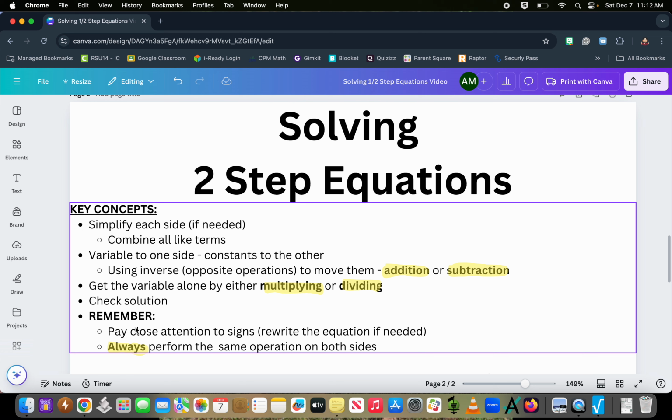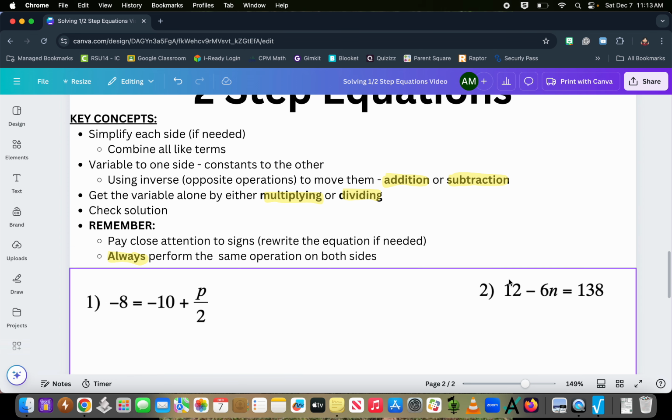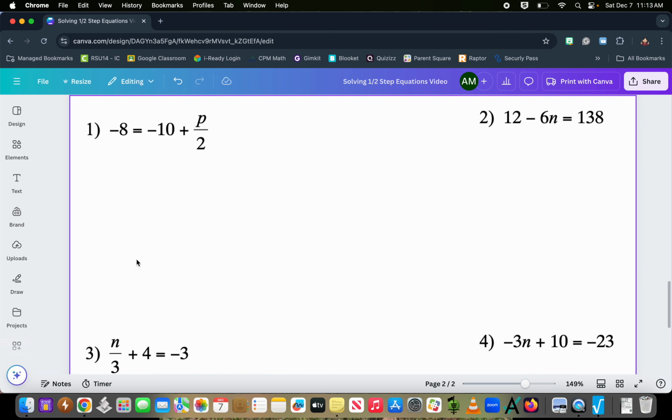Things to remember here: paying very close attention to signs. Rewrite the equation if needed. This is so important. I think sometimes rewriting in a way that we can see and understand is important. And then always, always, always perform the same operation on both sides. All right, let's jump right into it then and take a look at some examples here.